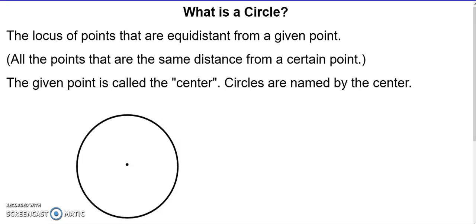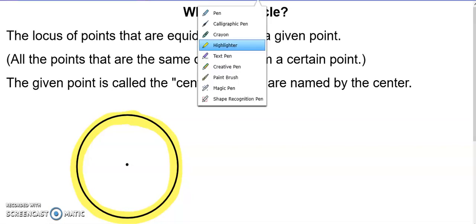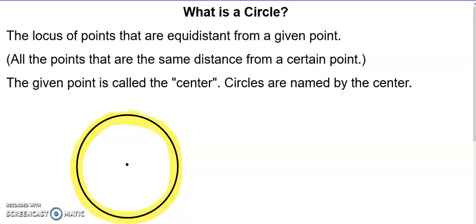So what is a circle? A circle is the locus of points that are all equidistant from a given point. What this means is we are looking at all the points that make up the edge of the circle. There are an infinite number of points here. All those points make up the circle, and they are all equidistant from the same point. They are all that distance. That point is the center. And circles are always named by their center point. So like if this is A, we would call this circle A.